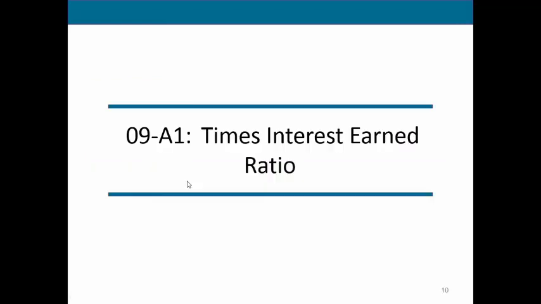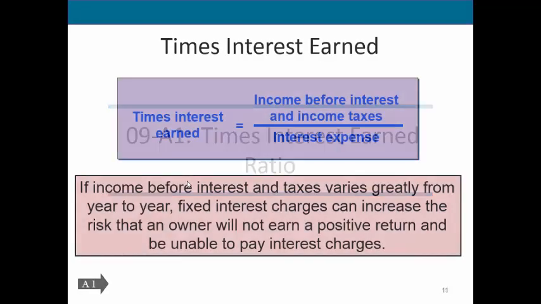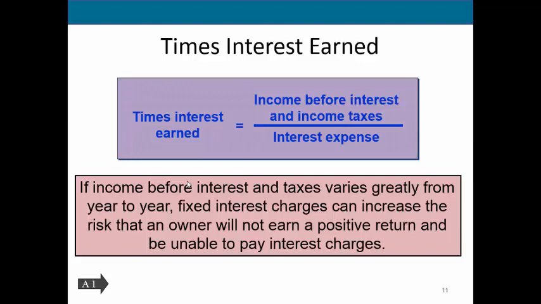So finally, we're going to end the chapter talking about a ratio related to our current liabilities. And this ratio is the times interest earned ratio. The way we calculate this is we take our income before interest and income taxes and divide that by our interest expense. What this is telling us is what income do we have available to pay the interest expense that we're incurring in the current period.